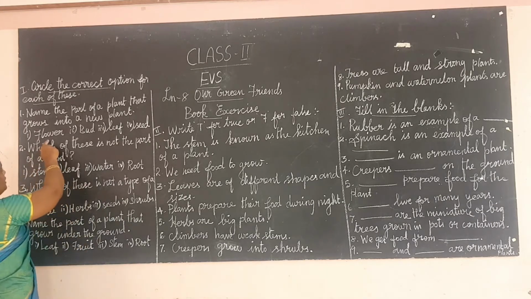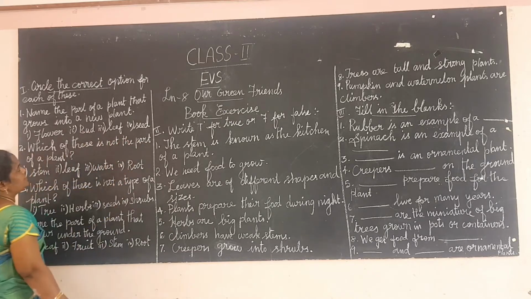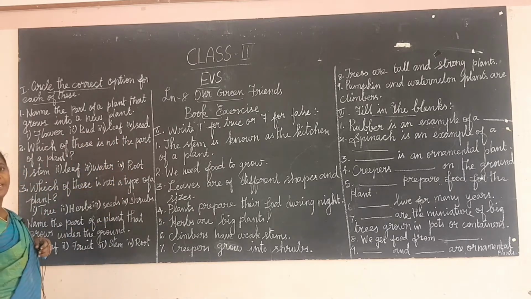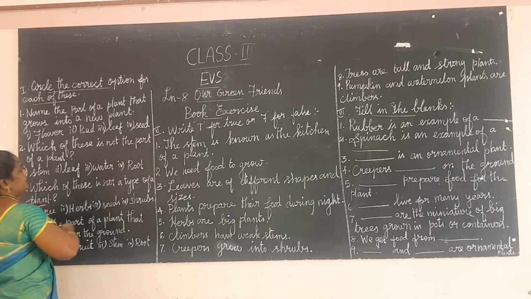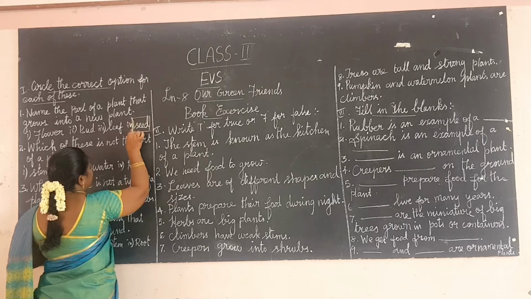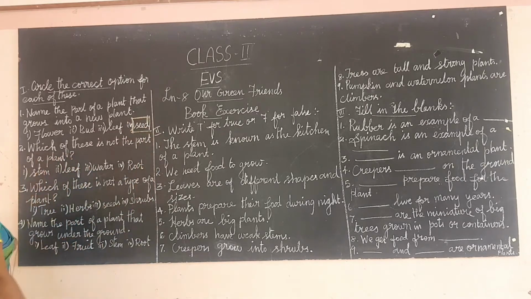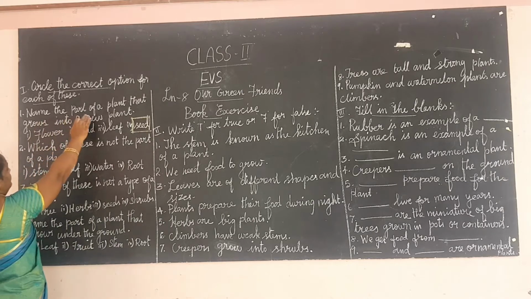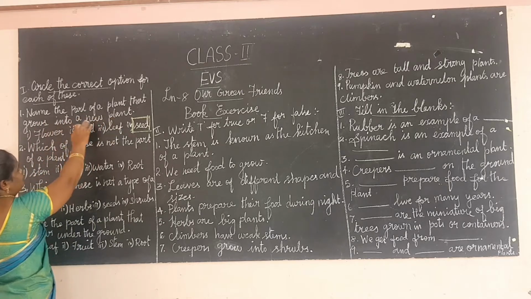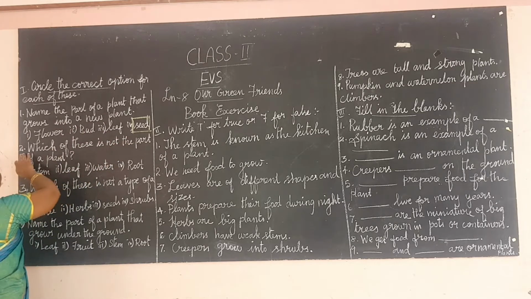Option 1, flower. Bud, leaf, seed. Which part is used to grow into a new plant? Yes, seed. Seed grows into a new plant. So this is the correct answer. The part of a plant that grows into a new plant is the seed.